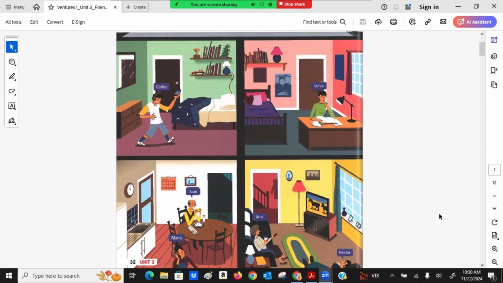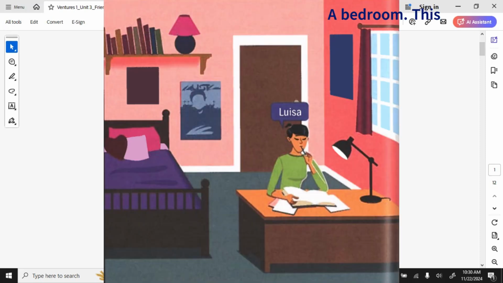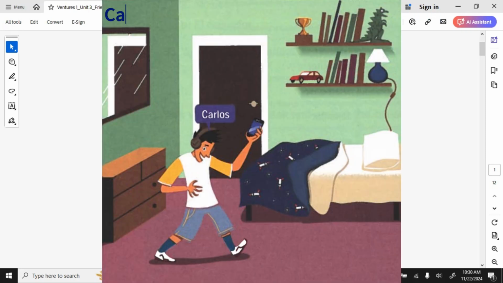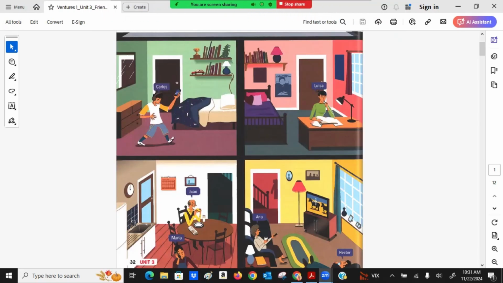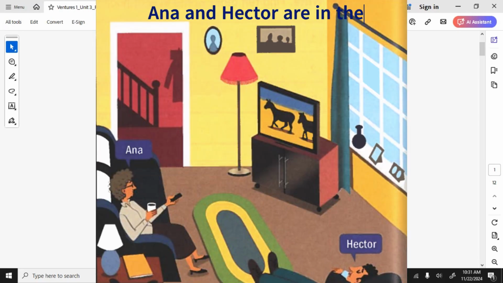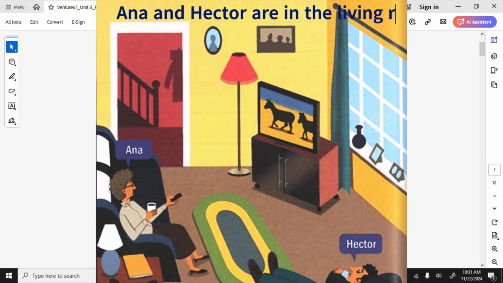Between the things that you may have mentioned, you can find the rooms where they are, right? So this is a bedroom. This is Luisa's bedroom. Then we can see Carlos in his bedroom also. Then in the kitchen, we can see Maria and Juan. And in the living room, we can see Anna and Hector, right?